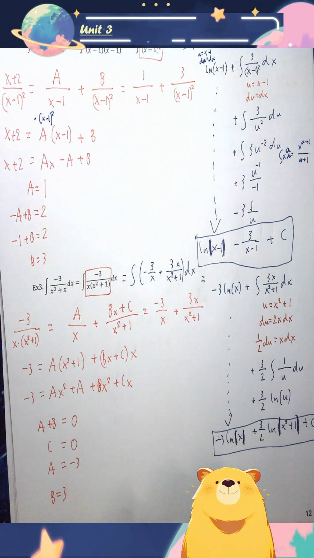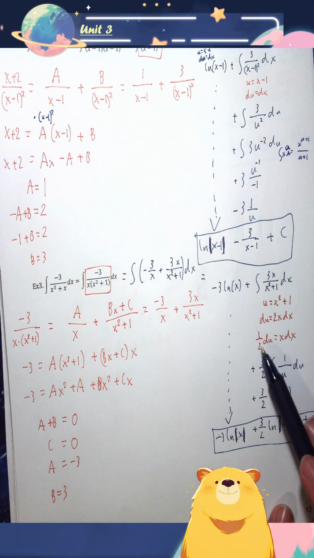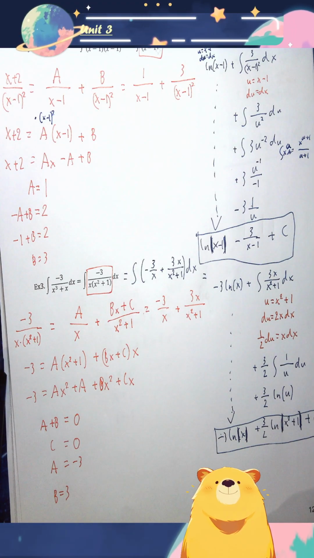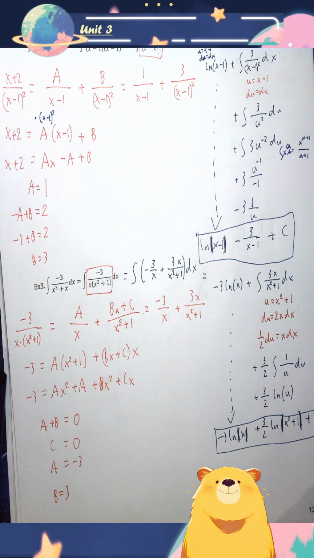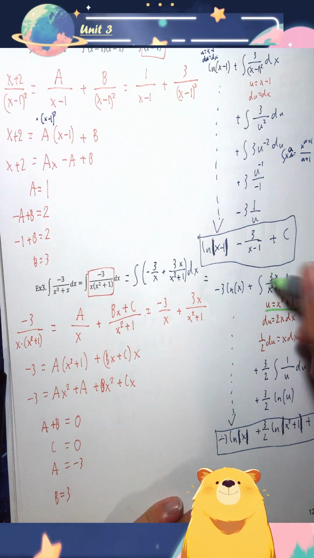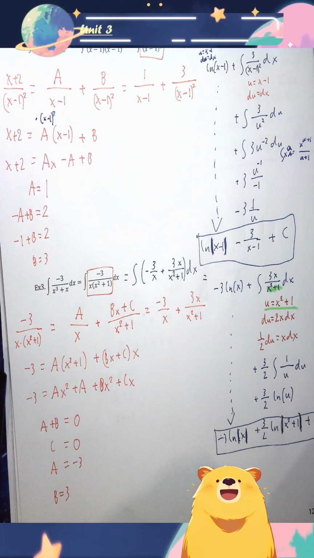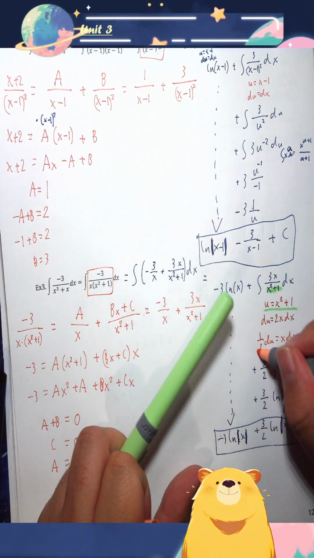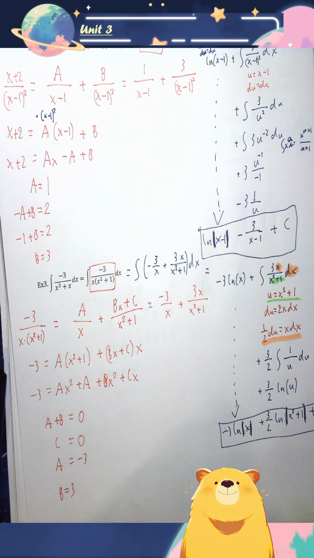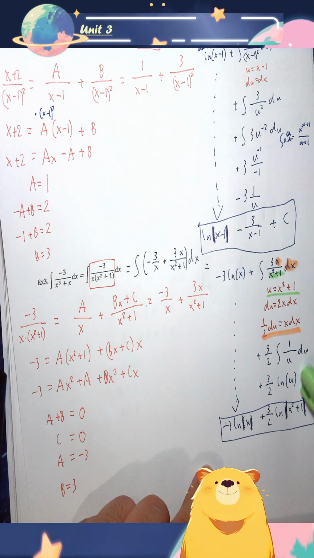So you're left with 3 over 2 integral of 1 over u du. So that replaces u, which you get as ln of u. I'm going to replace dx with x. And then you plug back in u.